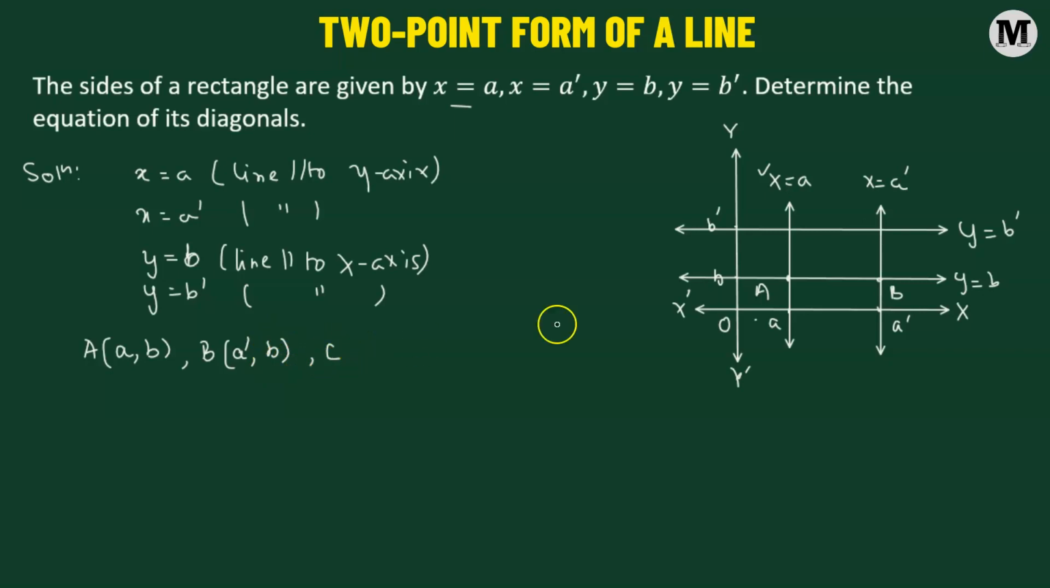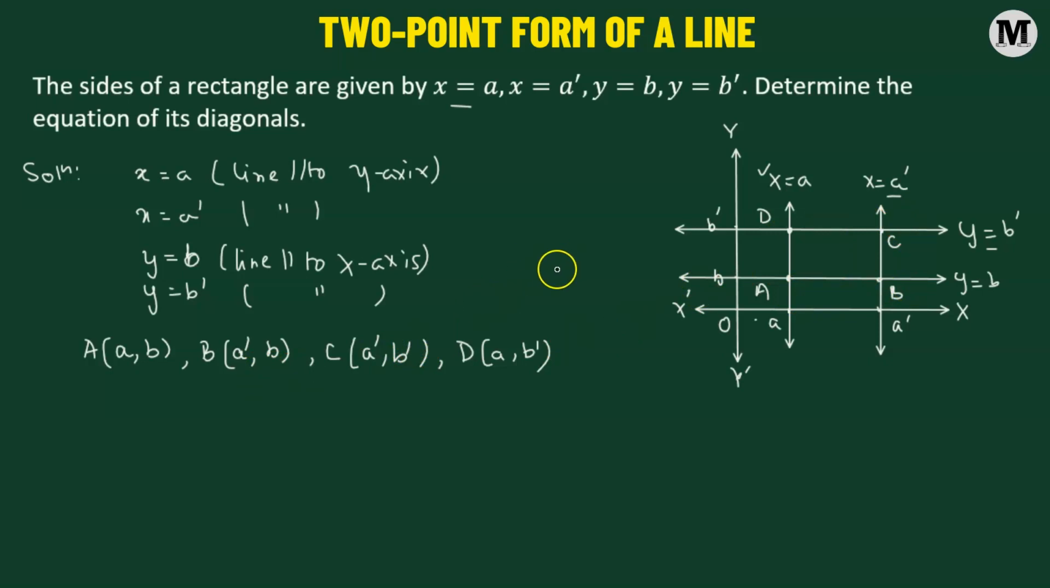Then we go to the third point C. Let's say C corresponds to the point where the lines x equals a prime and y equals b prime intersect. So the coordinates of point C are a prime comma b prime. And we have the fourth point, point D, the intersection of the two lines x equals a and y equals b prime. So we have a comma b prime. Now we have a rectangle ABCD where the four points are given to us.